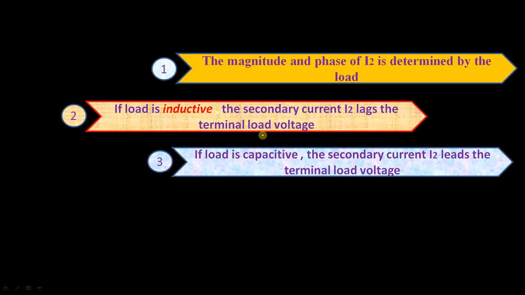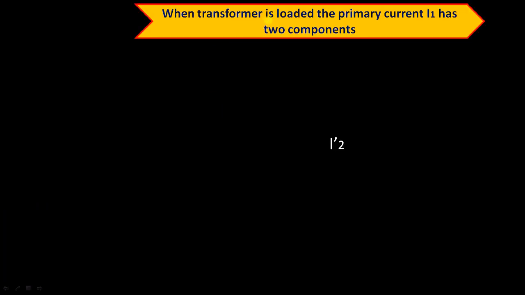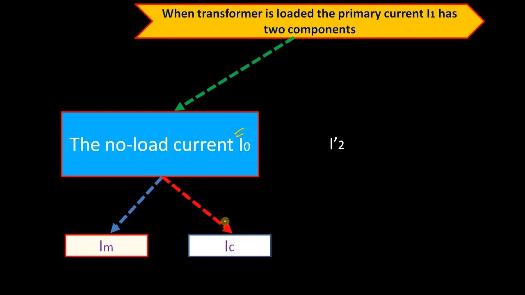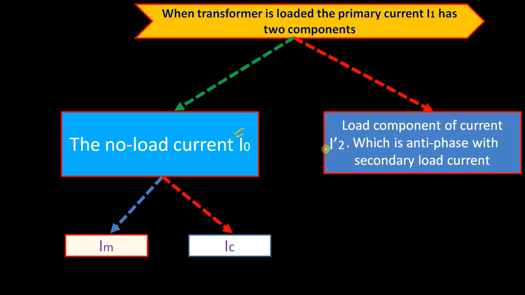Now see here, when a transformer is loaded, the primary current I1 has two components. The first one, you know, is the no load current I0. It has two components. See here, this is IM, the magnetizing component, and this is the core loss component. And the second one is I2 dash, which is the load component of the primary current. This is just opposite to the secondary current I2. Therefore, I1 is equal to I0 plus I2 dash.